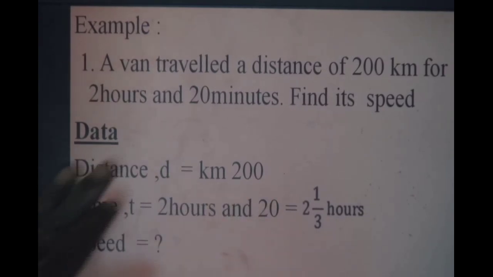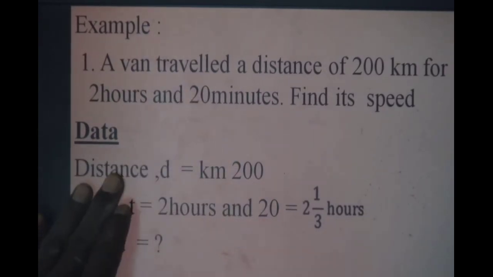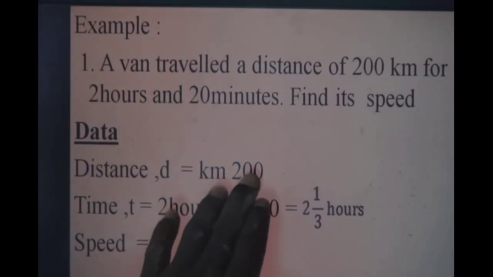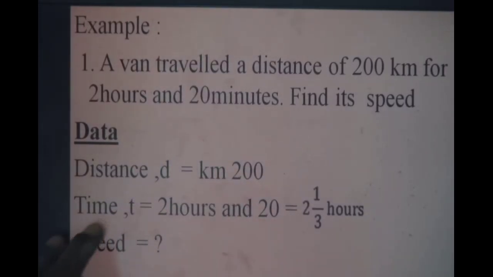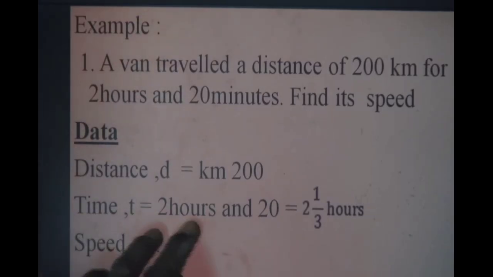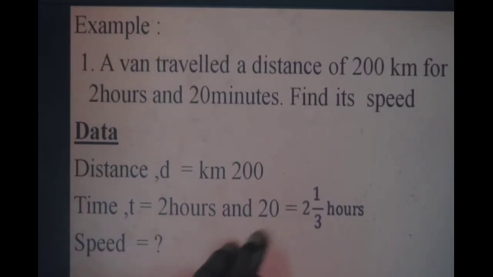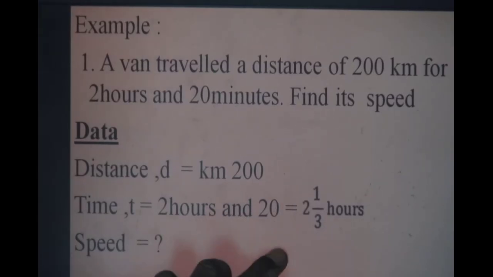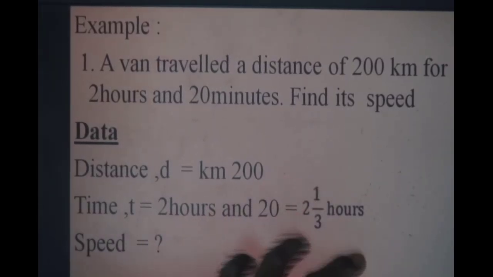And therefore, from the question, we have distance, which is represented by D, which is equal to 200 kilometers. And then, in time, we just have time, T, which is equal to 2 hours and 20 minutes. But this 20 minutes is out of 60 minutes. So, 20 over 60 is equal to 1 over 3. And therefore, we have 2 and 1 over 3 hours.